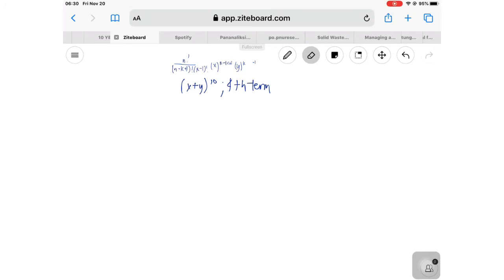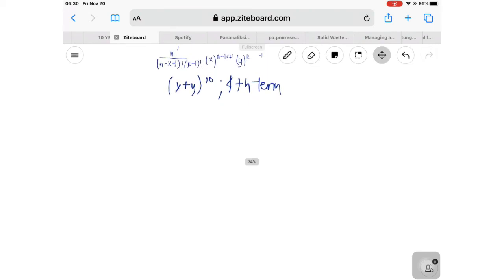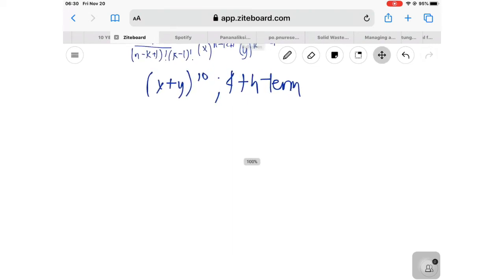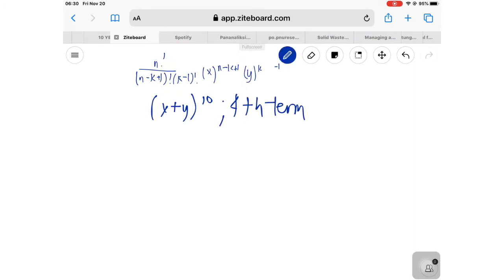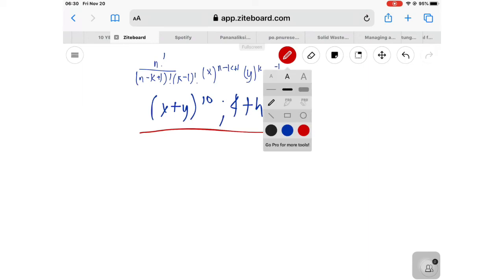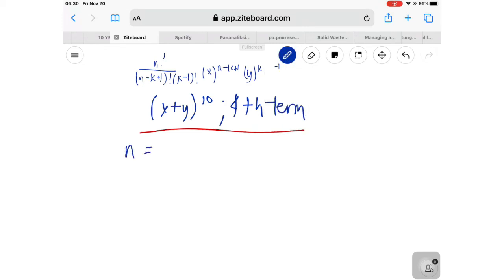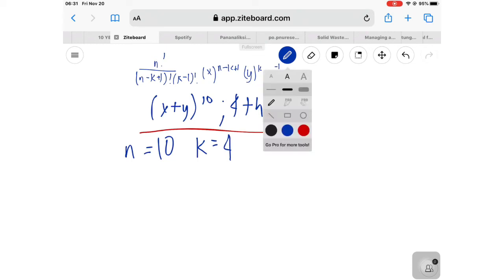Let's proceed in the formula. So, this is our formula. This one. Okay? And the given is this one. So, let's find the given terms muna. So, n is the exponent. So, it will be 10. And the k is the term. So, 4. So, substitute lang to.